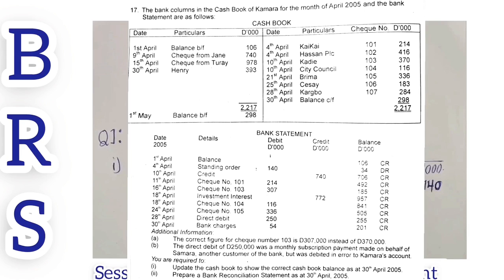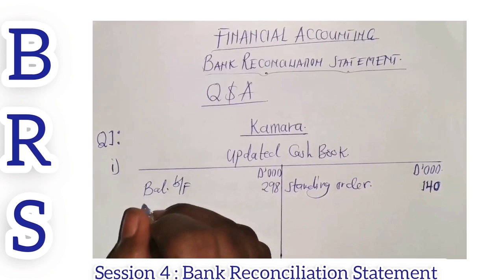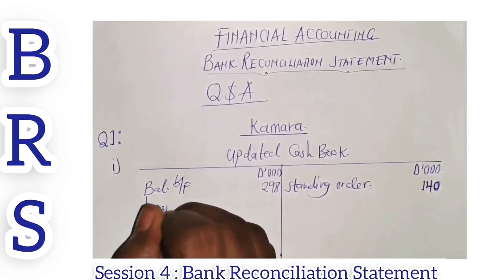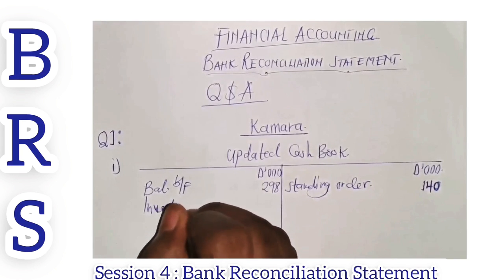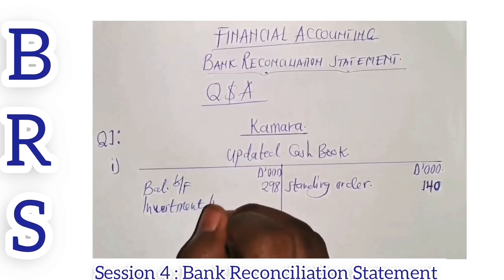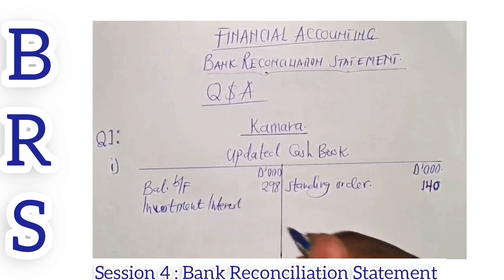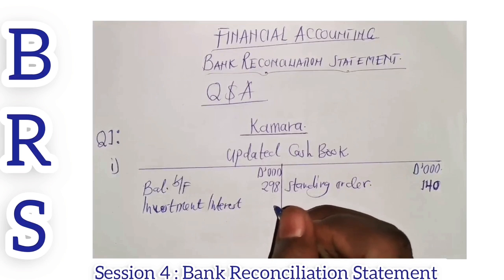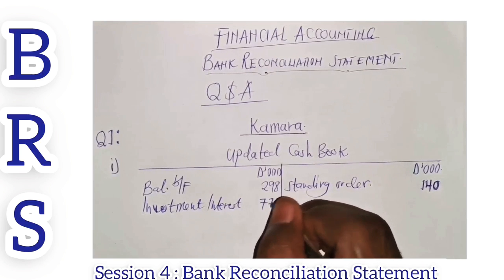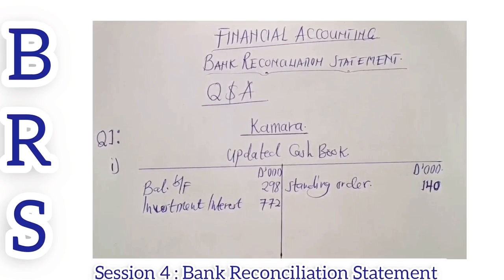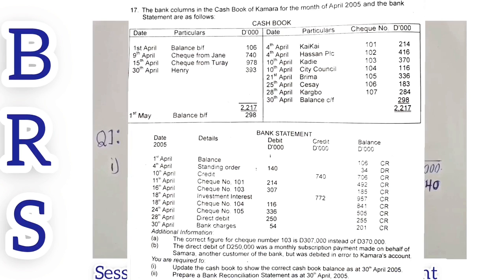It is more like a dividend received. If it is a dividend received, then it is increasing our cash book balance, so we need to add it. Since it is at the credit side of the bank statement, the corresponding entry will be at the debit side of the updated cash book. So I record the investment interest, which is 772. Okay, that's the investment interest. Then you come to a check, which cannot be found there. Then another check, no.